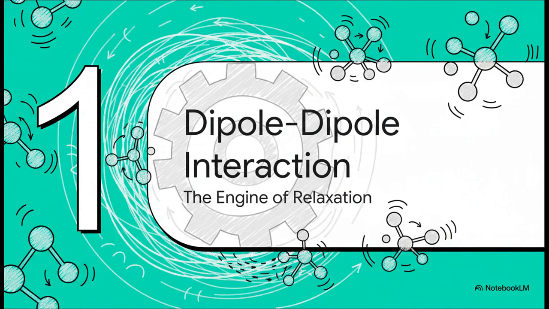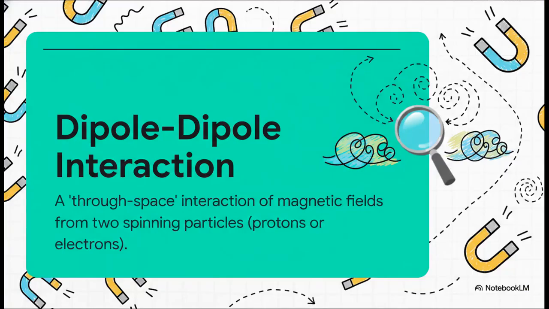First things first, we have to talk about the engine of relaxation. Seriously, if you get this one concept, everything else is going to click into place. It's the key. So what is it? At its heart, it's actually pretty simple. You know how every proton is like a tiny spinning magnet, a little dipole? Well, just like the magnets you played with as a kid, their magnetic fields interact with each other, right through space. They don't have to touch. And this magnetic chatter between protons is what lets them exchange energy and lose their alignment. And that, right there, is relaxation.